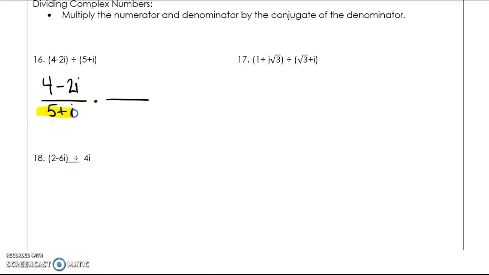We want to find the conjugate of 5 plus i. So if we remember about conjugates, they are the same two numbers. So it's going to be still a 5 and an i. But instead of having a plus sign in between, we are going to put a minus sign in between.